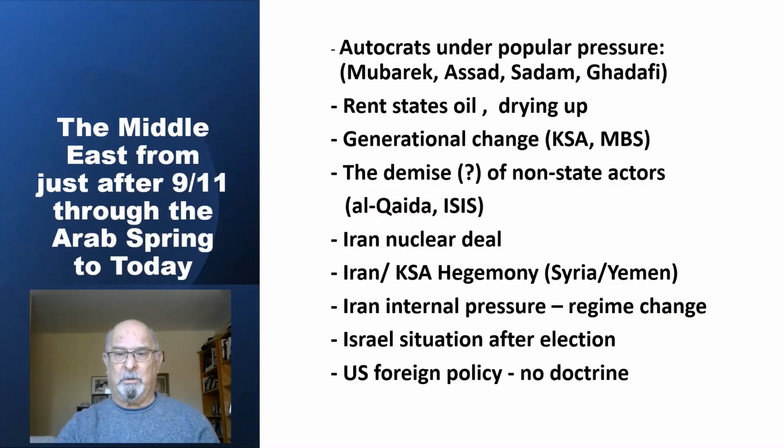So fast forward, let's take a look at the Middle East from just after 9/11 through the Arab Spring to today. What have we seen? We've seen that autocrats came under popular pressure, had different destinies: Mubarak in Egypt, Assad in Syria, Saddam in Iraq, Gaddafi in Libya. We see that states, particularly Gulf states and Saudi Arabia, that depend on oil to drive their economies, it's drying up, climate change, and everything else that you know about.